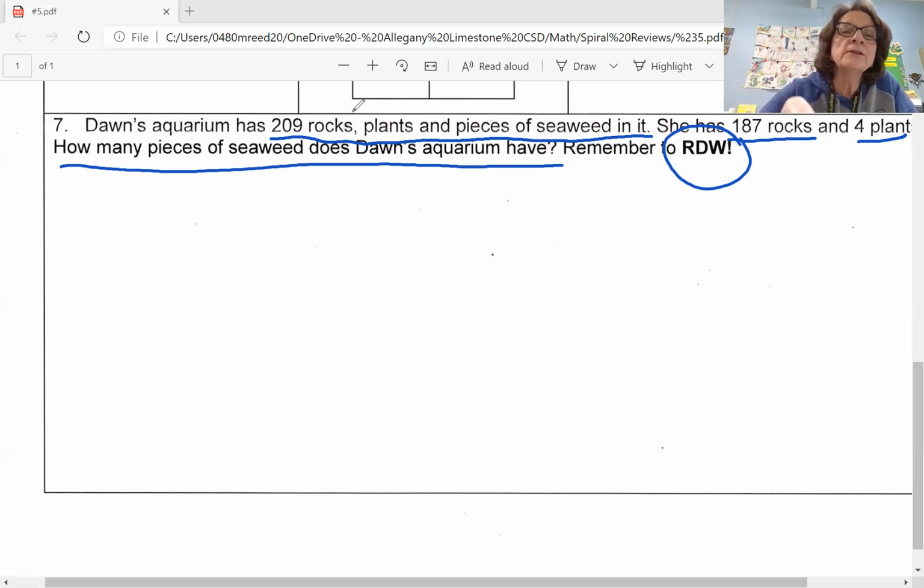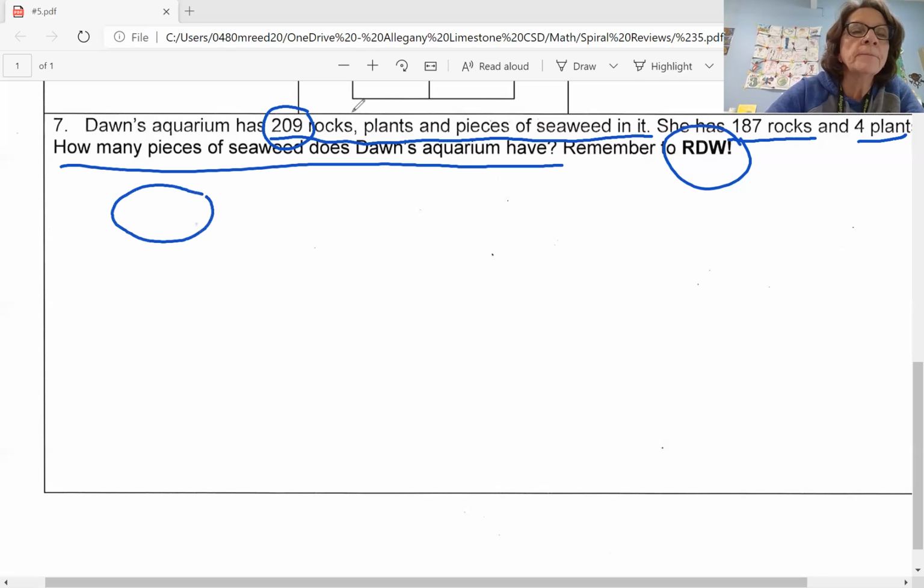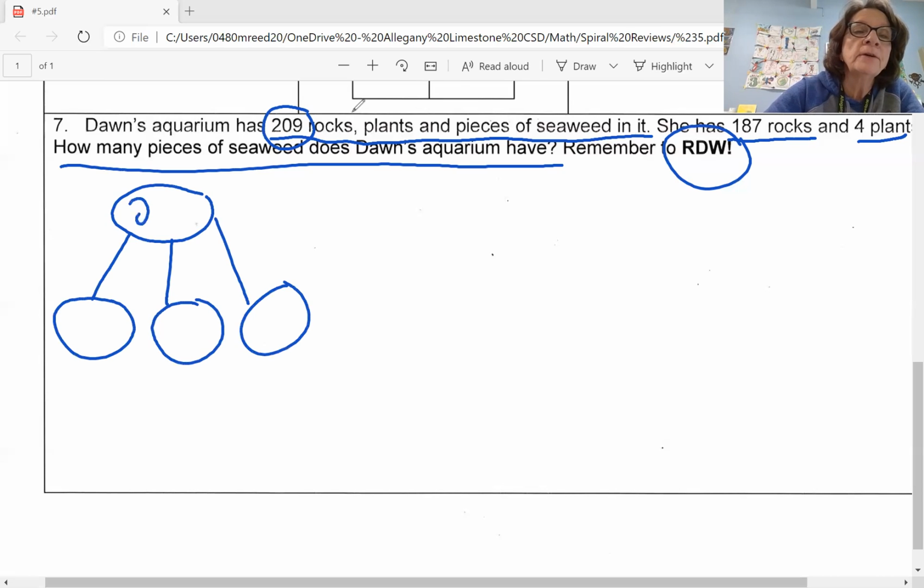So we are breaking this total of 209 down into 3 parts. What picture could you draw when you have a total and you're breaking it down into 3 parts? If you said a 3-part number bond, you are right. So this is the picture we were looking for. And we've done a lot of these. And if you think about it, it makes sense. 209 rocks, plants, and pieces of seaweed. We broke that down into rocks, plants, and seaweed.